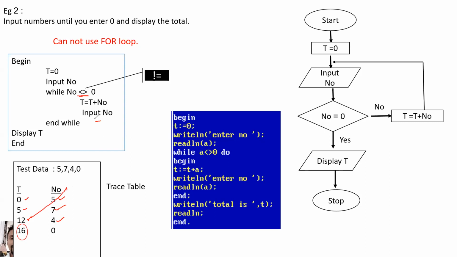Right? So input 4 is not equal 0, yes, adding, your total becomes 16. Then input number, now you enter 0. While number not equal 0, the condition is false. It will exit from the loop and display t. Now what is inside t? You have the final total, 16. That's how it works. Now look at the Pascal program.